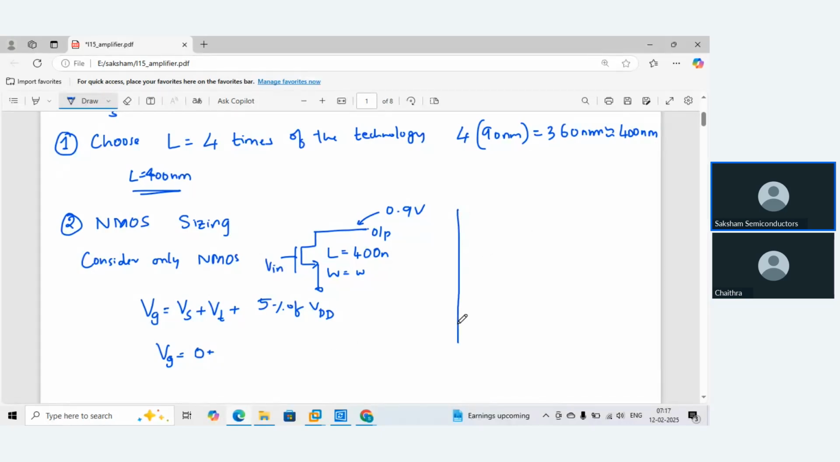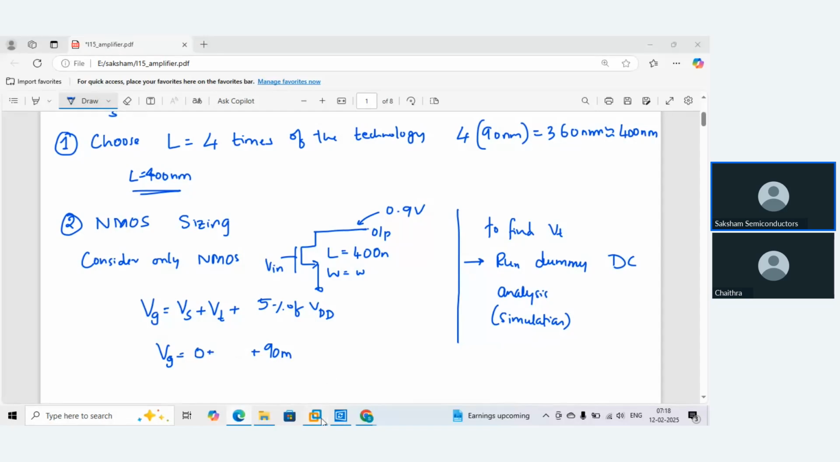So to find Vt, I need to run a dummy DC analysis for my NMOS, then I'll be able to find the Vt. So that also I need to get from the simulation. I'll do that and get the value of Vt and put it over here. Then 5% of VDD, which is 5% of 1.8, would be 90 milli. So what is the value of Vt? Let us quickly get into that.